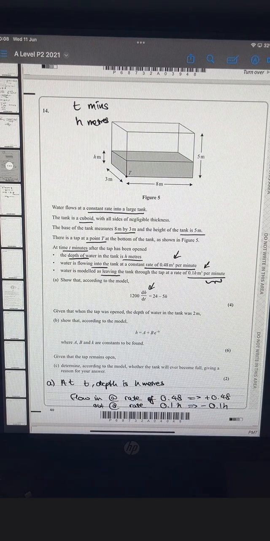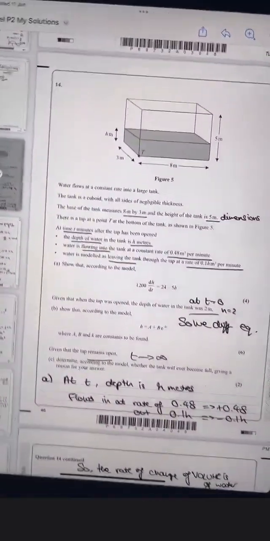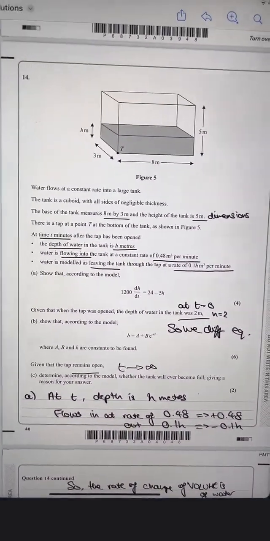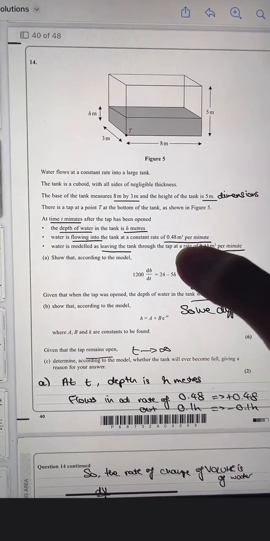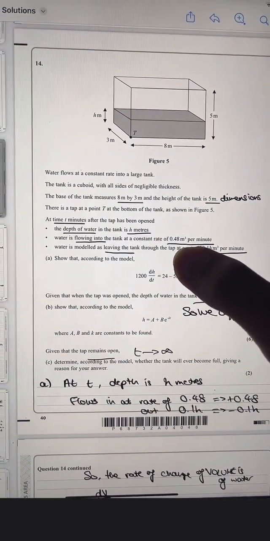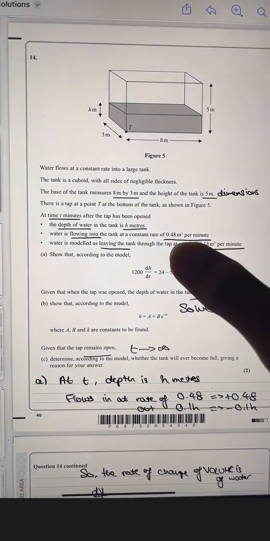So they've given me information. The only way I can start doing this is by using the information they gave me. They've told me that water is flowing into the tank at that meters cubed. Look at the unit. That's a volume unit. Water is flowing out at that meters cubed. That is also another volume.